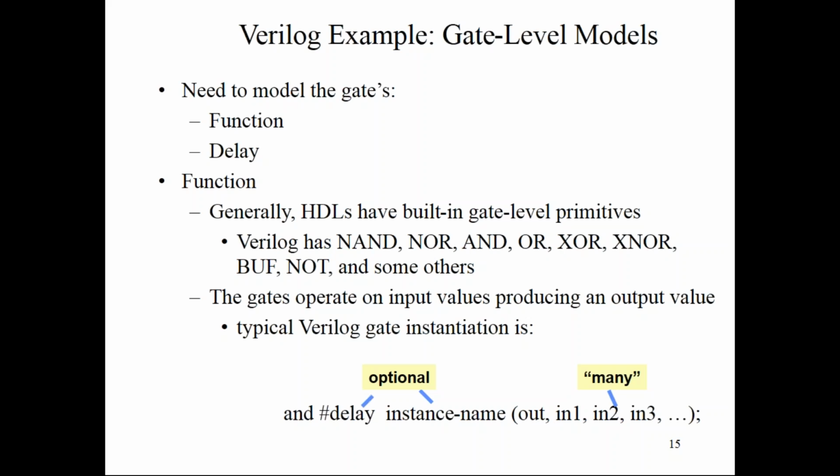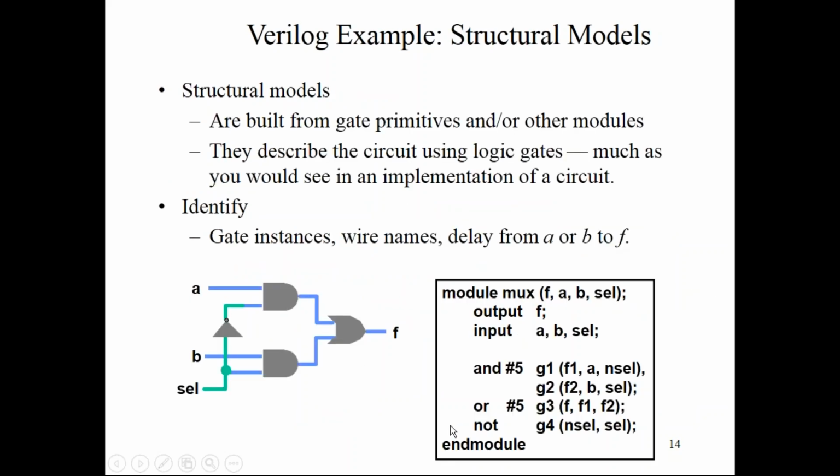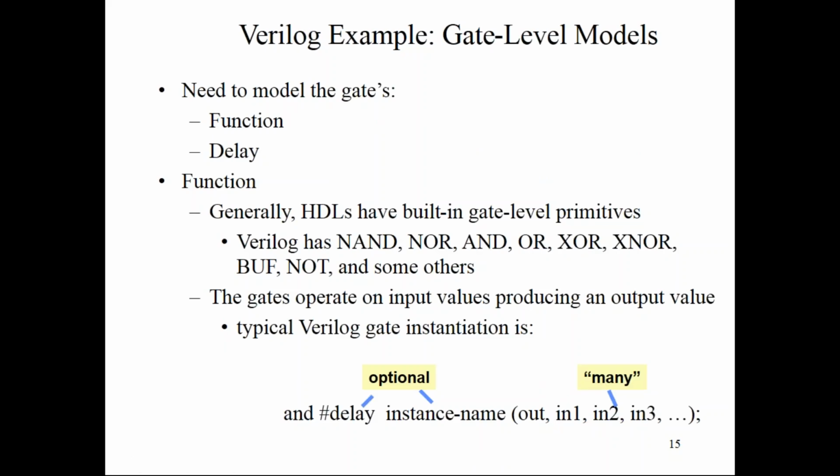And if you look at this in a statement, you are able to understand. AND followed by hash delay is your delay construct. Then your instance name, and how many outputs and how many inputs there are. Like you see how to define. The instance name is also optional. Here we describe it G1, G2, G3, G4. For a primitive, it is not necessary. But in the case of a user-defined module, you must use the instance name.